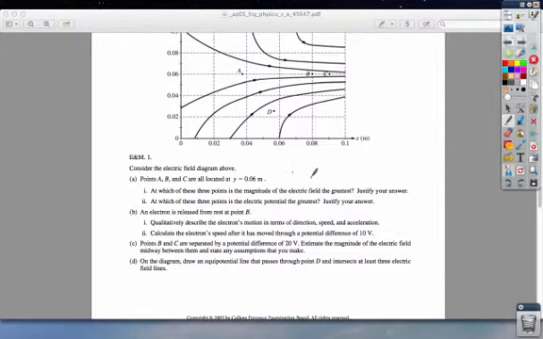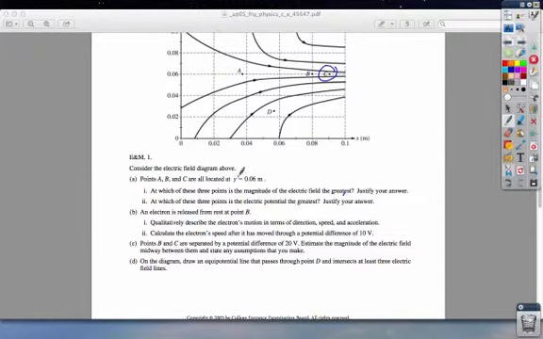So for part A, we have points A, B, and C located along this axis at 0.06 meters on the x-axis, or excuse me, the y-axis, and we're asked to compare the magnitude of the electric field and figure out where it's the greatest. The basic rule with electric fields is that where the field lines are closest together, in this region, you have the greatest magnitude of the electric field. And so the answer to part A1 is C, and the reason for that is that the field lines are closest together. So that's the first part of the problem.